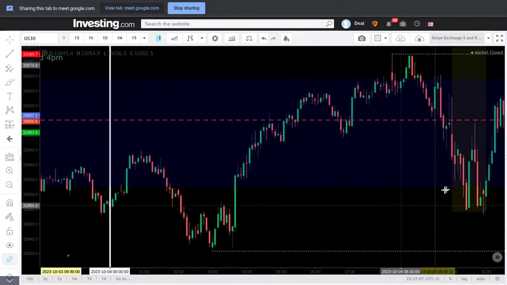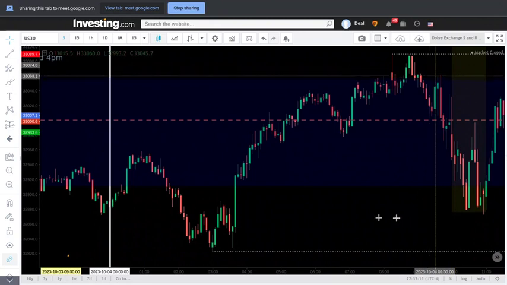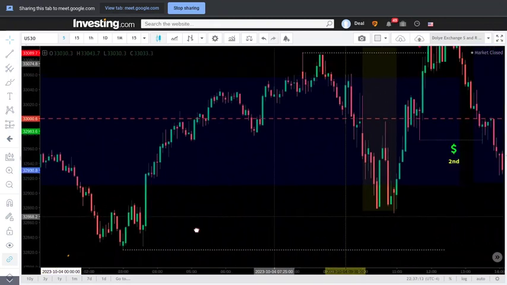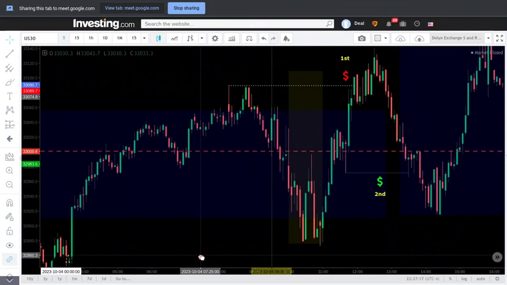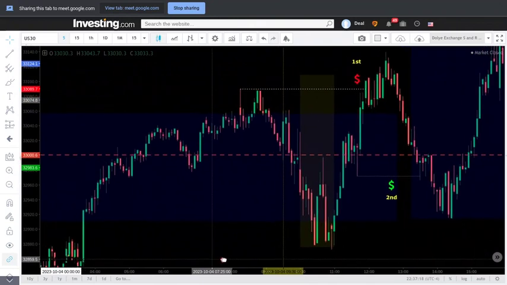So basically he said we can go long when it comes outside of this box, or we can go short if it goes outside of this box. I'll show you another example and then we'll mark it up.